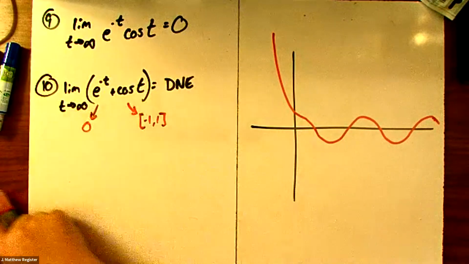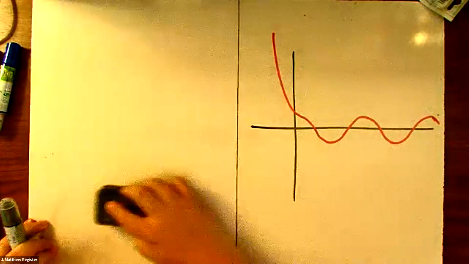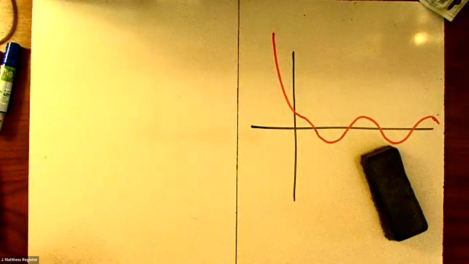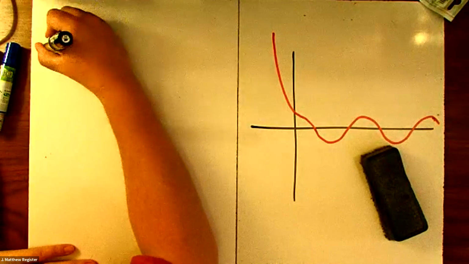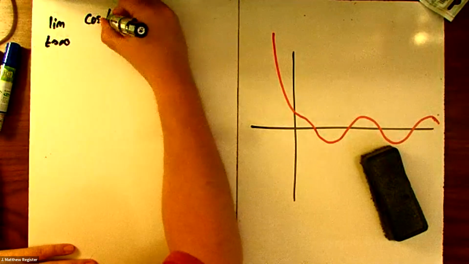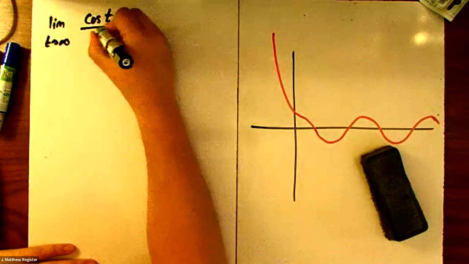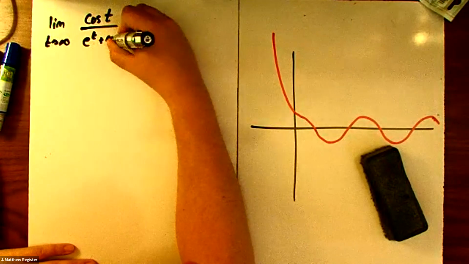The next one, number 11, it's interesting again. Again, limits are very fun. They're worth playing with. And so the limit as t goes to infinity of cosine of t over e to the t plus cosine of t.